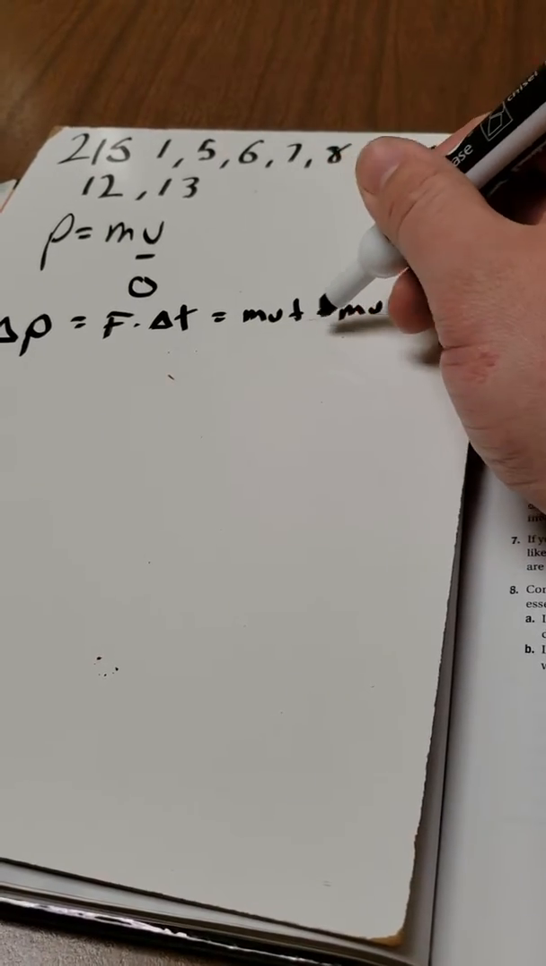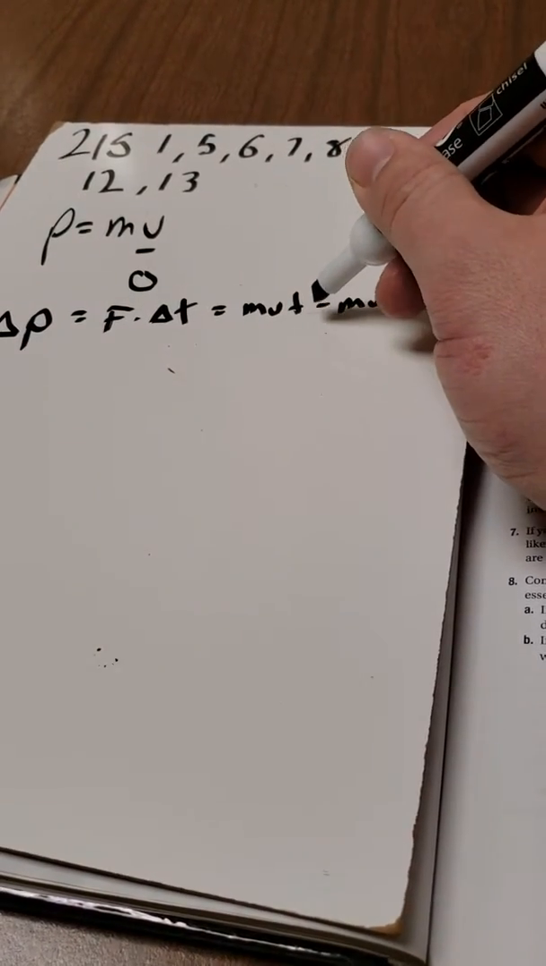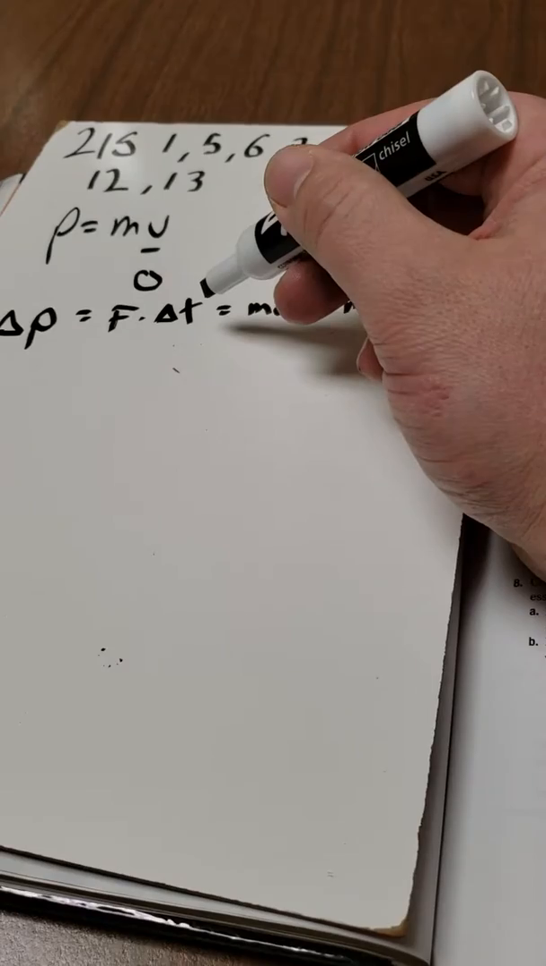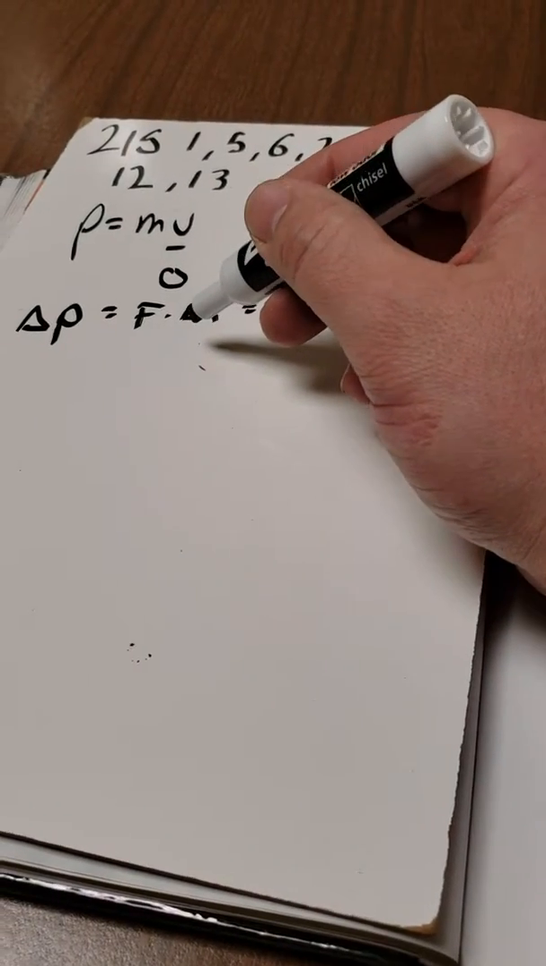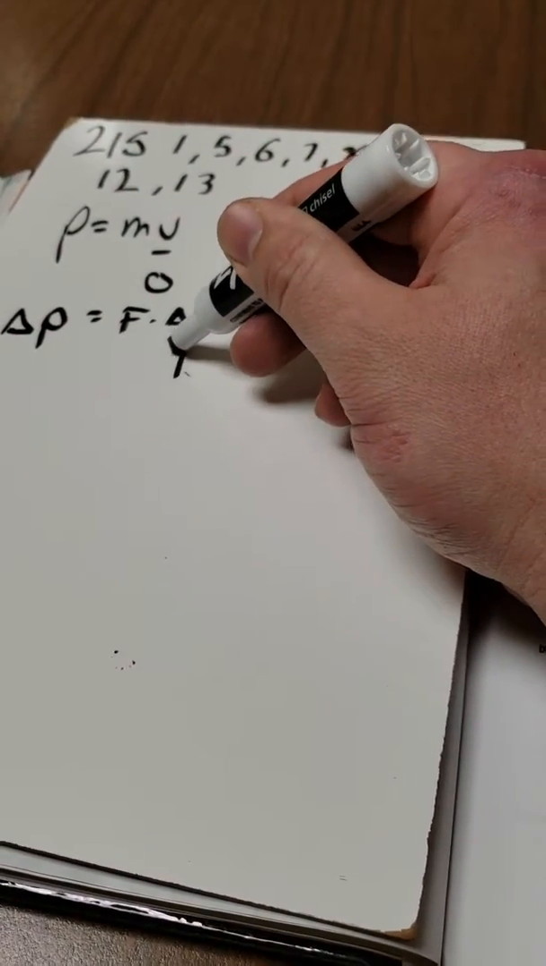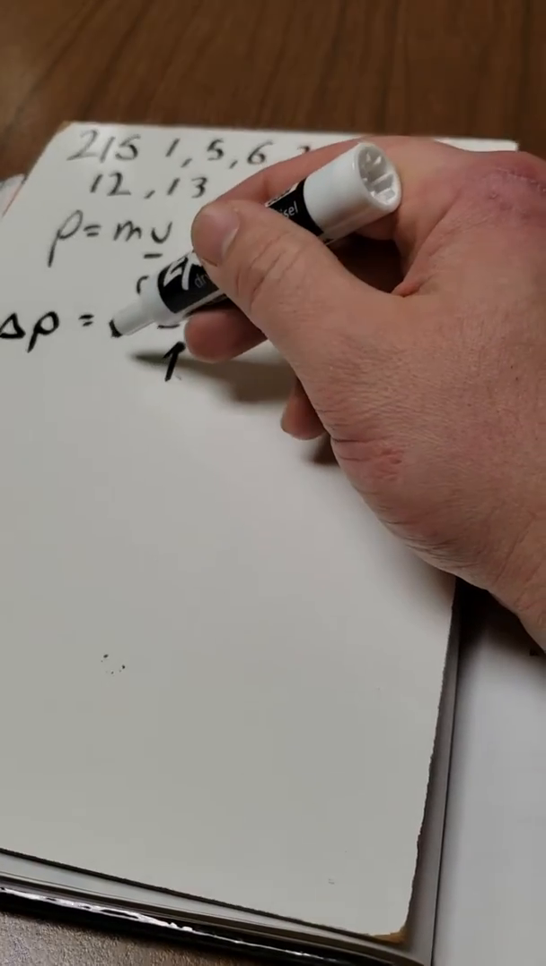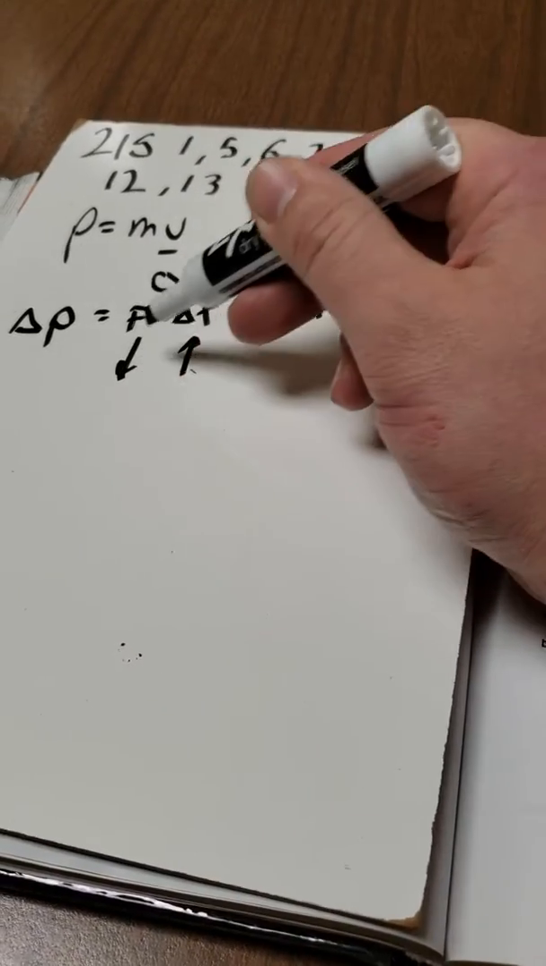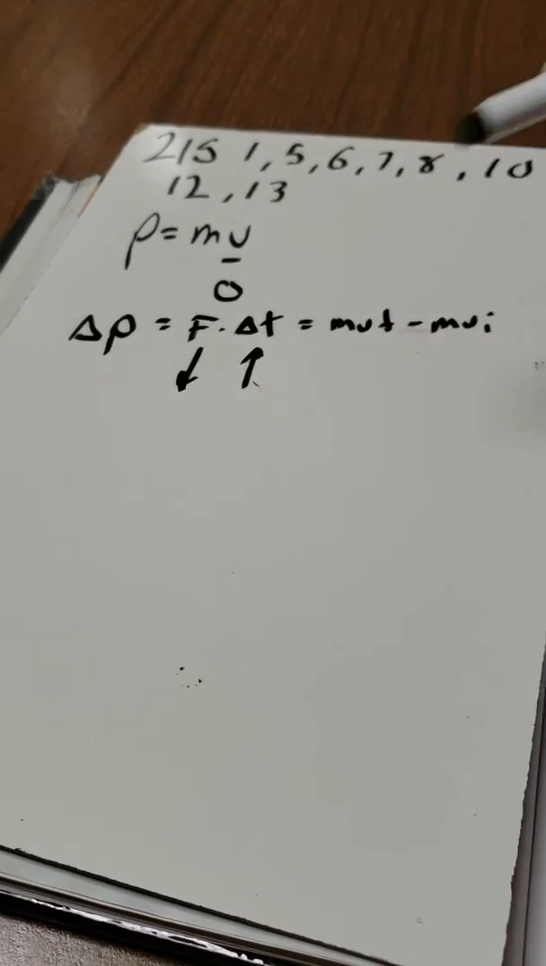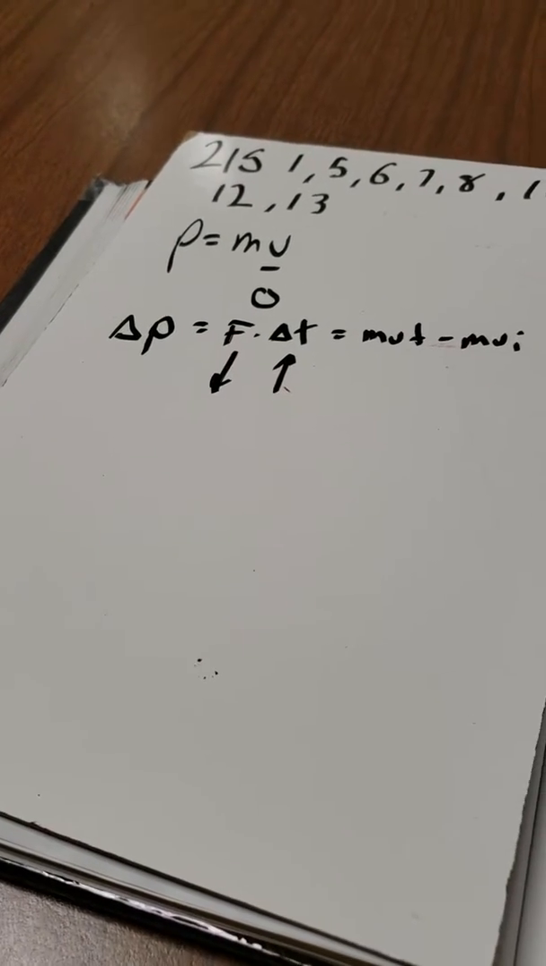So this half of the equation is going to stay the same regardless of the method of stopping. It's over here that it changes. So if you're using a padded mat, you're going to try to increase the time of impact, which would in turn decrease the force of impact. And that's why we want to use padding with gymnasts.